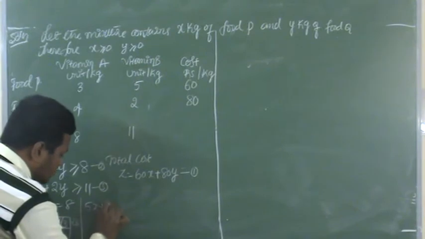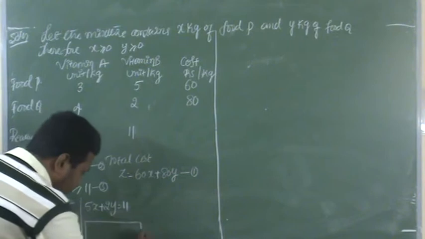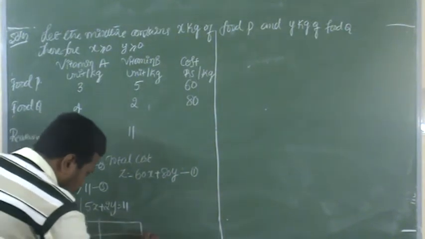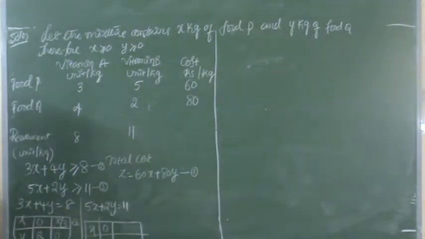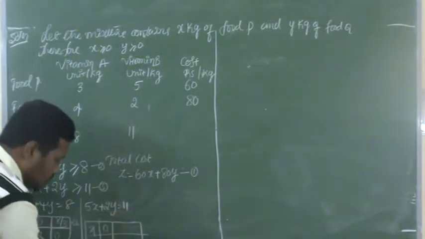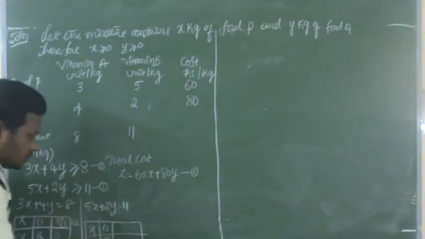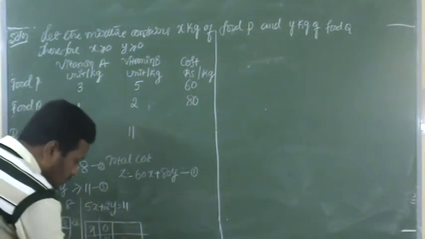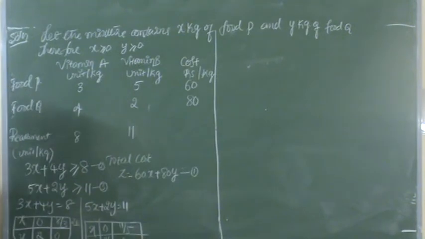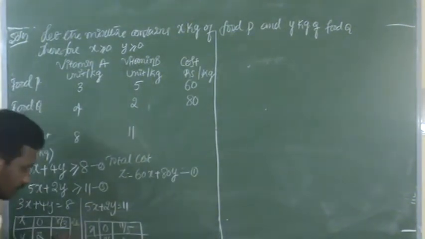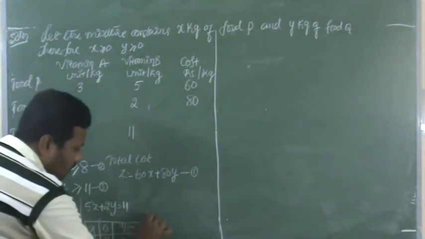For the second equation, 5x plus 2y is equals to 11. When x is equals to 0, what is the y value? The y value is 11 by 2, and when y is equals to 0, the x value is 11 by 5. Now, 11 by 2 means how much?